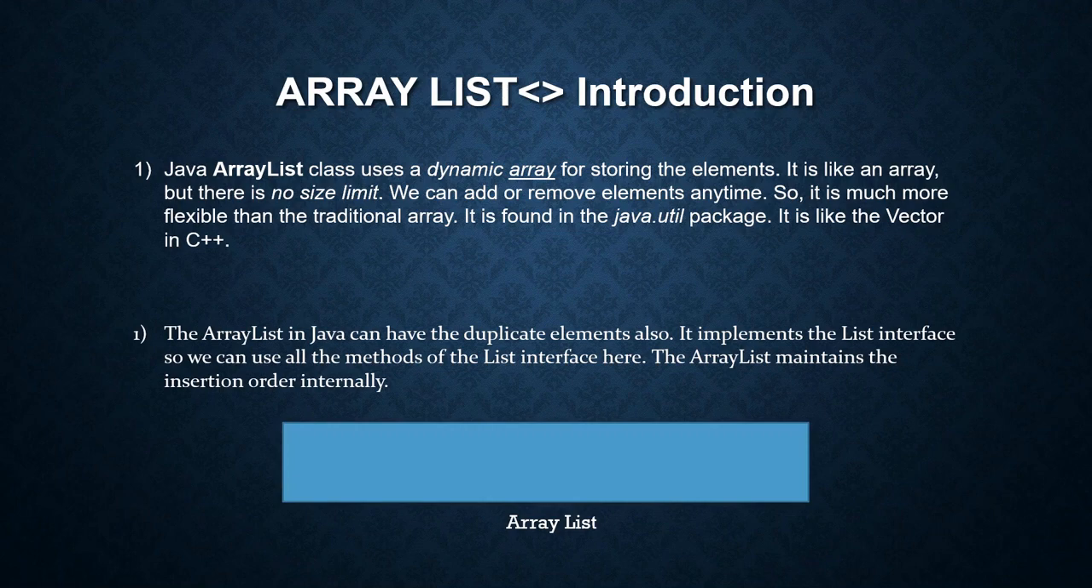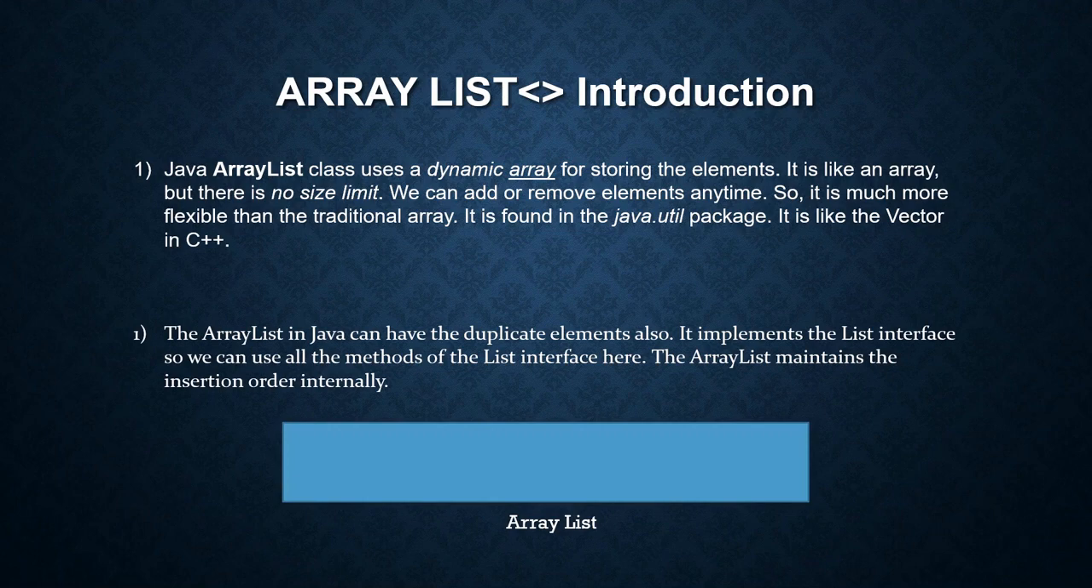And the next point, the ArrayList in Java can have duplicate elements also, and in its implementation, it implements the List interface, so we can use all the methods of the List interface here. Now the ArrayList implements the List. We can use all methods.